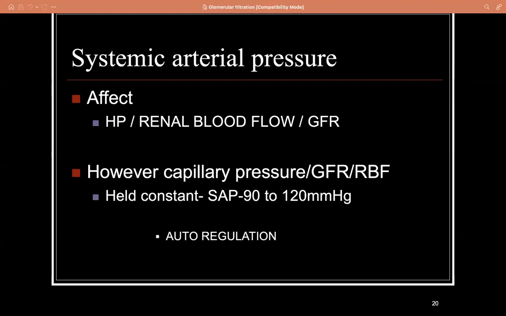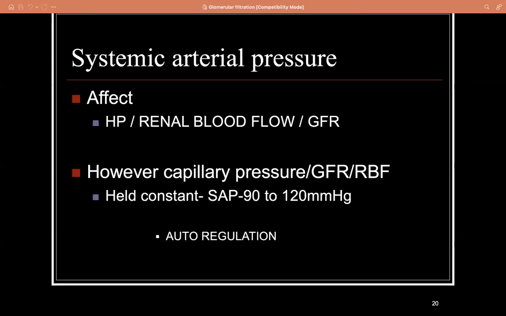And therefore we say that when you have a systemic arterial blood pressure ranging between 90 and 120, the GFR, renal blood flow, will not increase. It will be held constant. I don't know whether that is clear, but you will also go and read it hard and understand it.